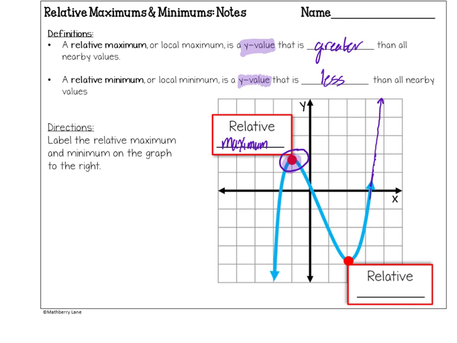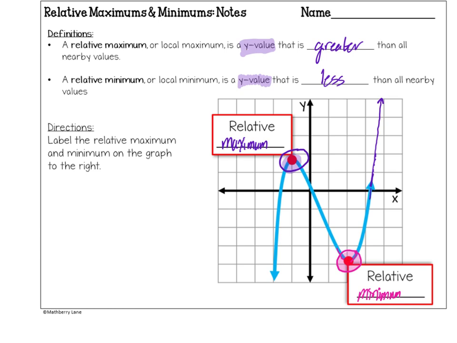And then this one again is not the lowest point on my graph, but in this area, it's a low point. So this is a relative minimum. The other thing I need to talk about with relative maximums and minimums is it needs to have part of the graph on both sides. See how it has a graph coming off this side and this side? So it has to have both sides in there.